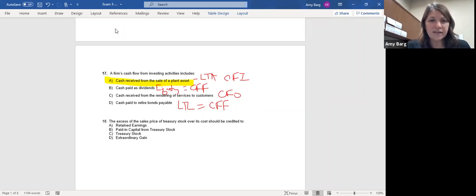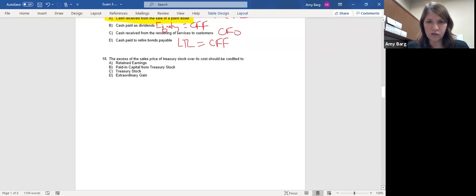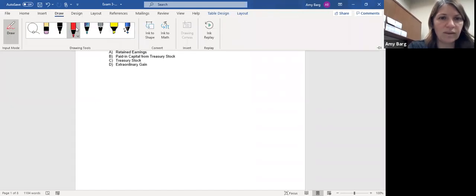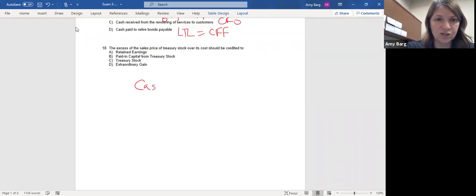The excess of sales price of treasury stock over its cost should be credited to, so if we think about this, say we have treasury stock and we originally paid $5 for it, right? And then we turn around and we sell it for $7 a share. So say we get cash, say there was 1,000 shares, right? That we sold for $7 a share. So we get $7,000 cash.